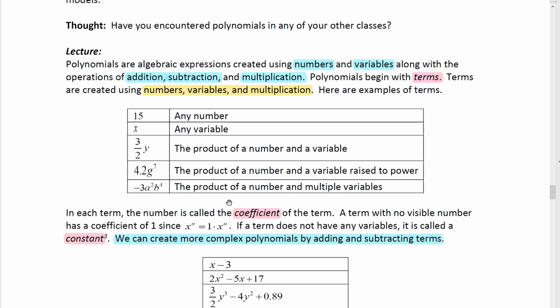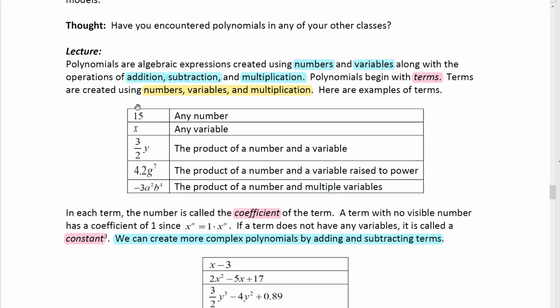The number part that goes in front is called the coefficient. So if we take a look at these examples in this table above the word coefficient, 15 is its own coefficient. X has a coefficient of 1. Remember, when we don't see a number in front of a variable, there's really a 1 there. The third one, the coefficient is 3/2. The next one, 4.2. And the last one, the coefficient is -3. So coefficients can be decimals, they can be fractions, they can be integers, positive or negative. They can be any number that we can imagine.